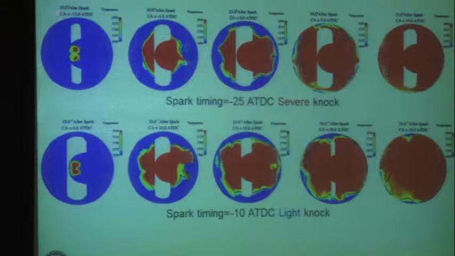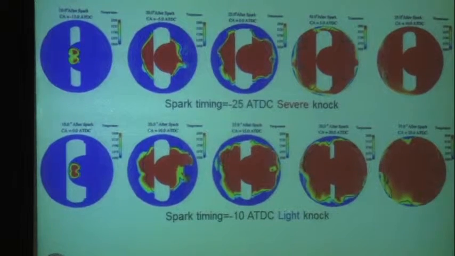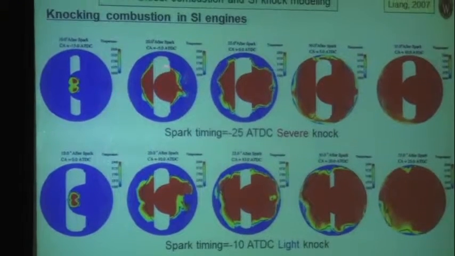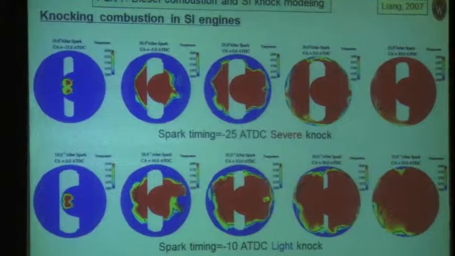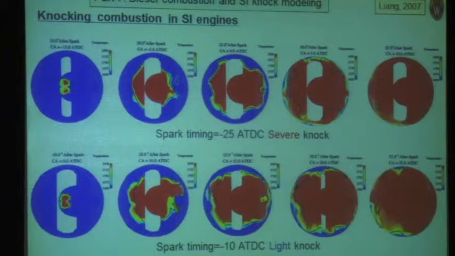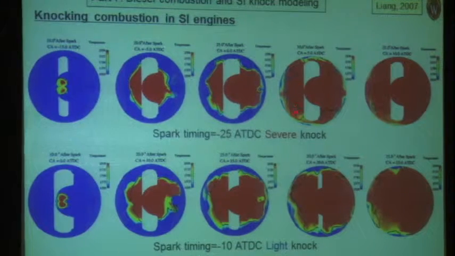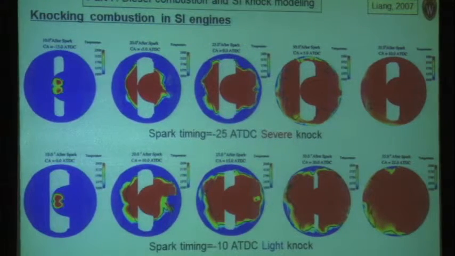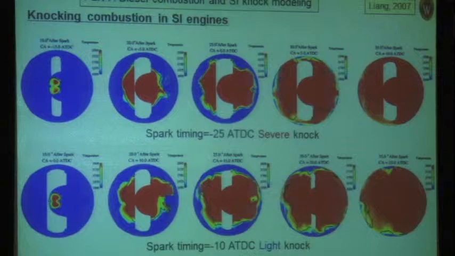So here we have the case with severe NOC. This is 10 degrees after the spark. You see the flame starting to propagate across the combustion chamber. And at a certain moment, you notice the G equation predicted flame location is lagging behind the high temperature regions that are being predicted ahead of the flame.